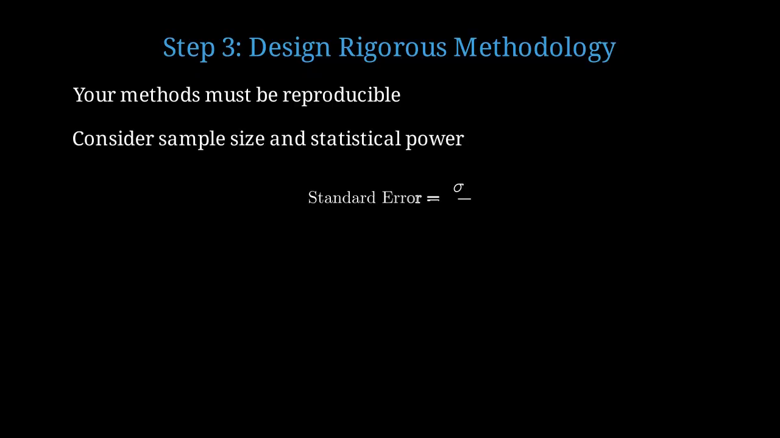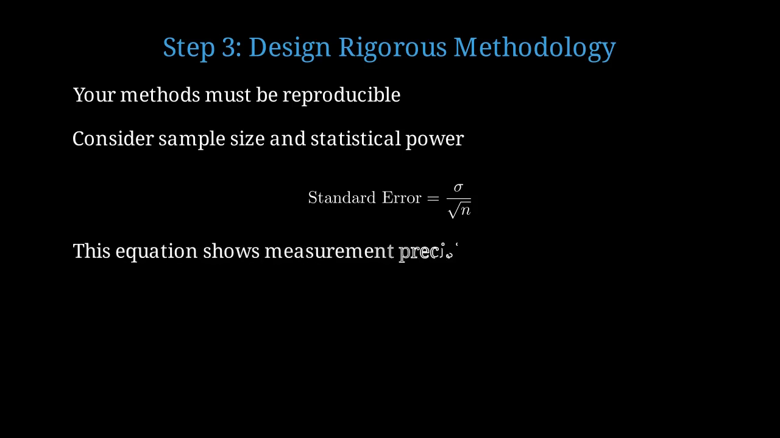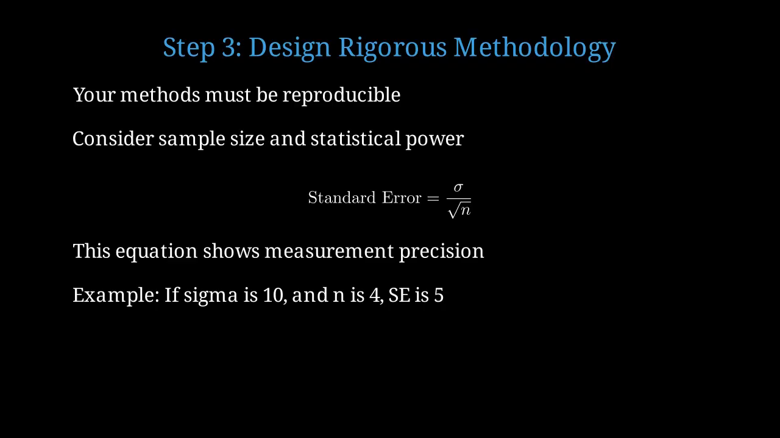The standard error equals sigma divided by square root of n. Here sigma is the population standard deviation and n is your sample size. This equation tells you how precisely you can estimate the population mean from your sample. Let's say the standard deviation is 10 and you have 4 samples. The standard error is 10 divided by square root of 4, which equals 5.